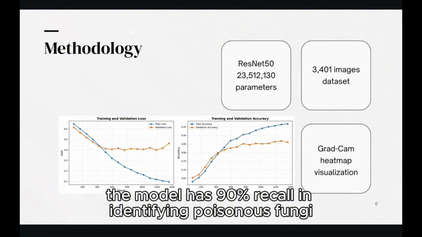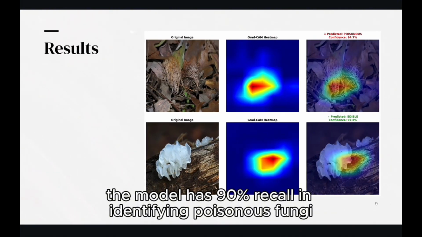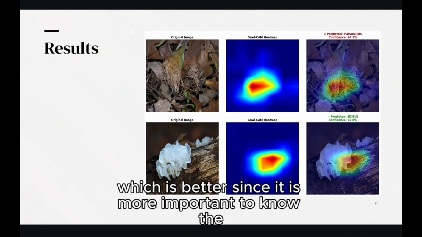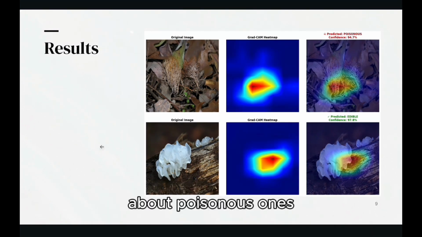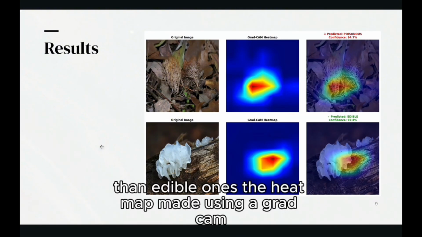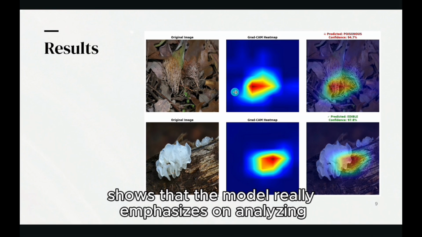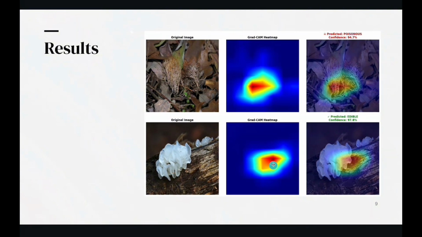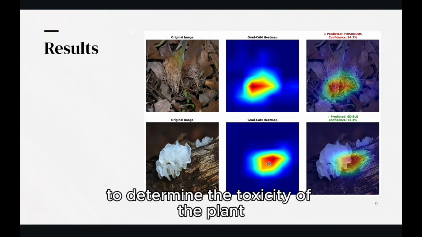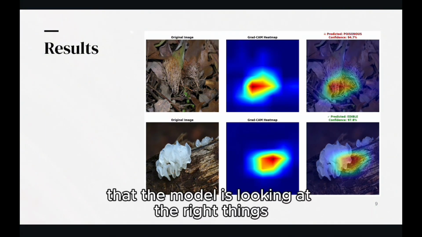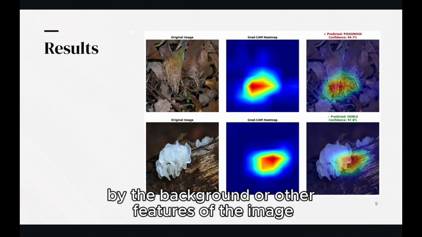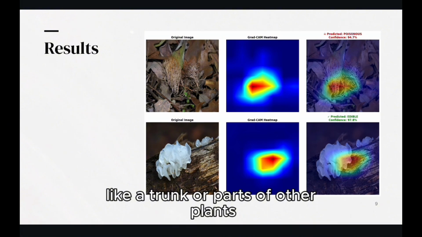Critically, the model has 90% recall in identifying poisonous fungi in comparison to 77% for the edible ones, which is better since it is more important to know about poisonous ones than edible ones. The heat map made using GradCAM shows that the model really emphasizes analyzing the branch-like part, or the gill, of the fungi to determine the toxicity. This result validates that the model is looking at the right things and is not affected by the background or other features of the image like a trunk or parts of other plants.